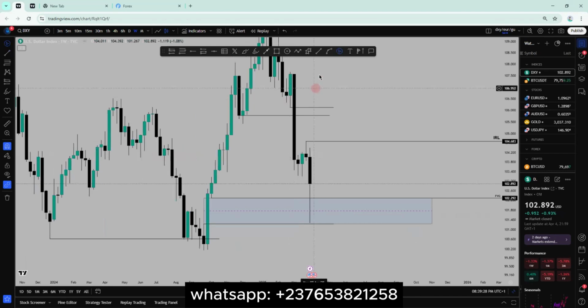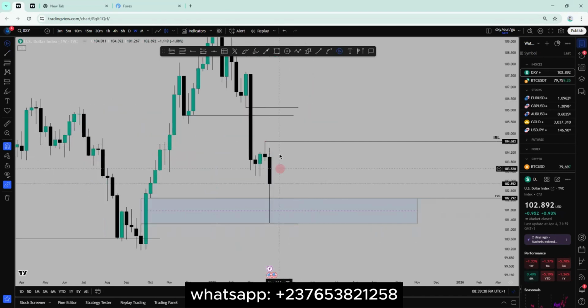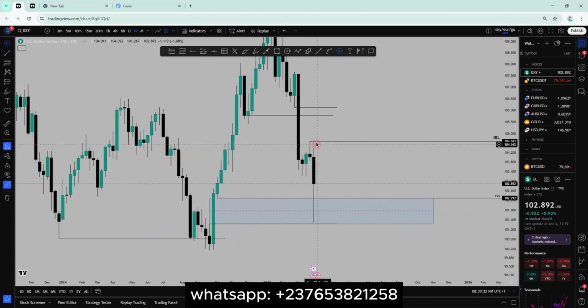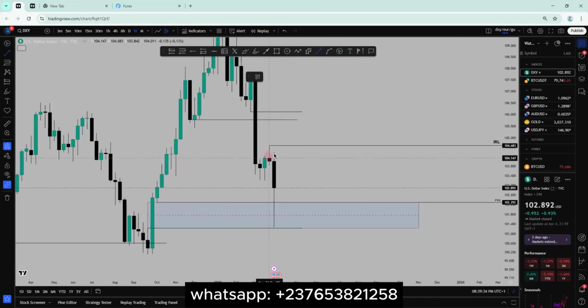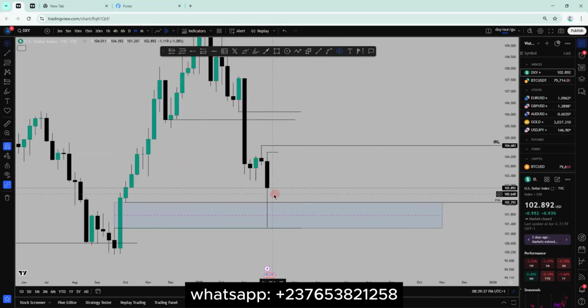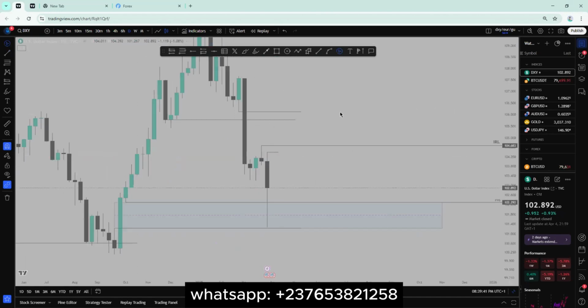Now, we're not going to focus so much on long term, but we just want to see where this week will likely be pushing out. And for a start, this previous weekly high will likely be taken out based on how heavy this rejection was, right? So let's go to the daily.